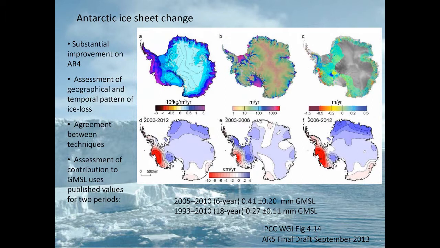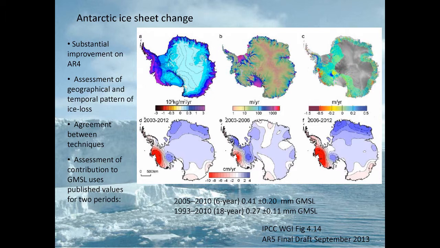This is one of the figures from the AR5 chapter, just to show the level of detail that we have about recent mass changes. On the bottom here, we've got three different periods. I don't know if you can see it, but this is 2003 to 2012, so it's a 10-year period. This is a 4-year period, and this is another 4-year period. That's a 7-year period. And this is GRACE mass change in centimetres of water equivalent per year over Antarctica, consensus estimates. So that's the gravity estimates of mass change.